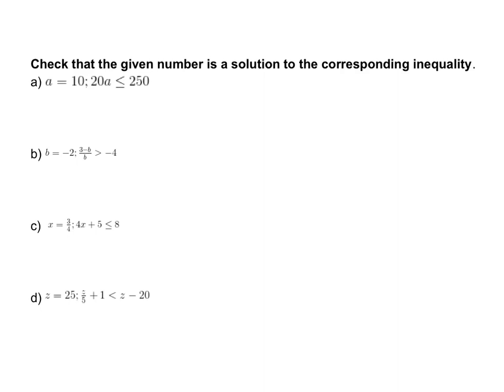So we're going to do the same thing we did before. I'm going to take 10 and plug it in for a. So I'm going to get 20 times 10 less than or equal to 250. 20 times 10 is 200. And my job is to figure out if 200 is less than or equal to 250, which it is. So therefore, it is a solution.